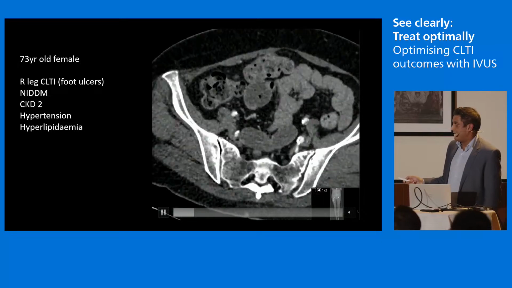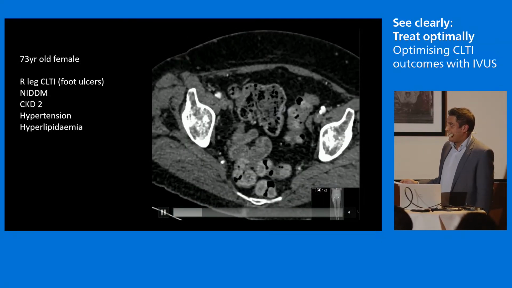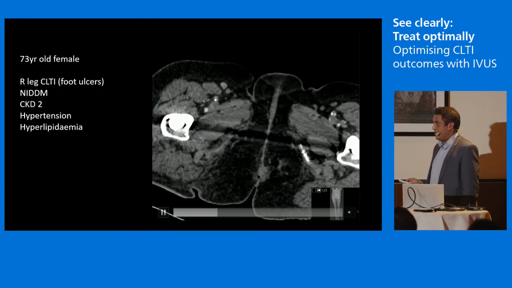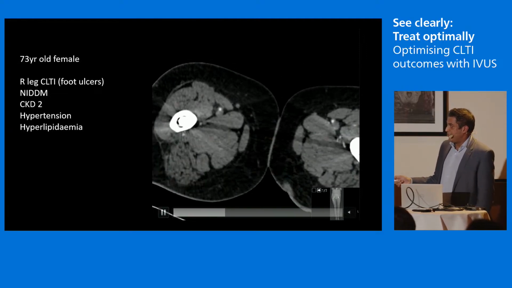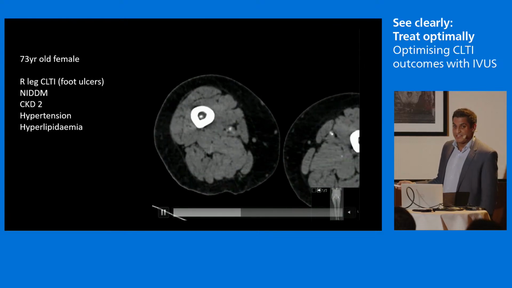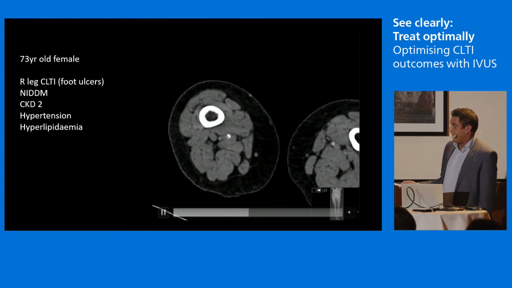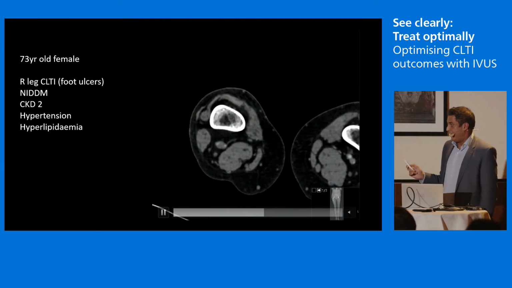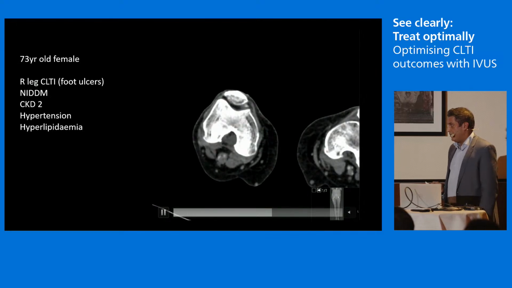Okay, so this lady, 73 years old, some iliac disease, but she has foot ulcers in her right leg, diabetic, renal failure. You can see she has an occluded SFA, or very, very multiple lesions in the SFA, and then it reforms around P1. Okay, so the aim here is to get her straight line flow to heal her ulcers.